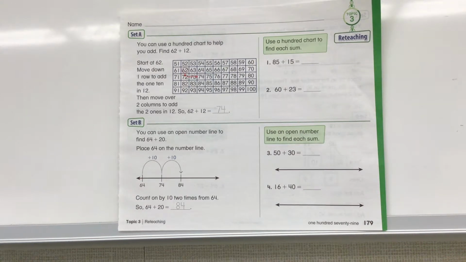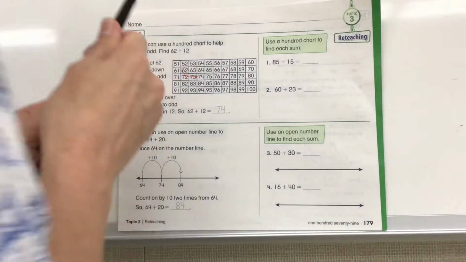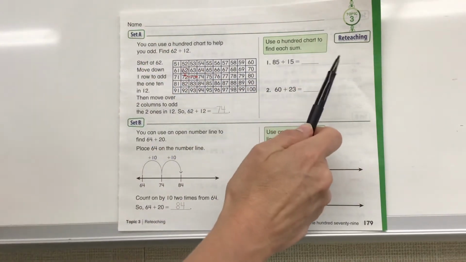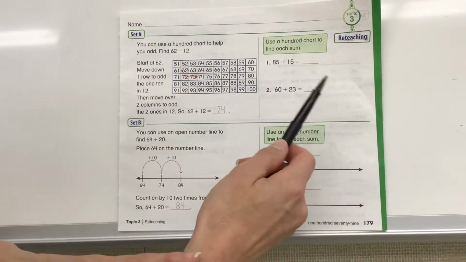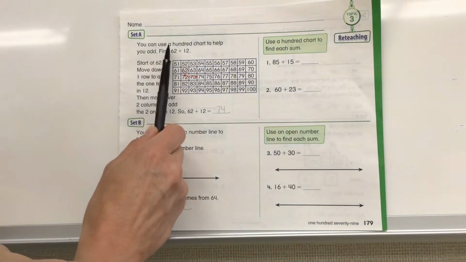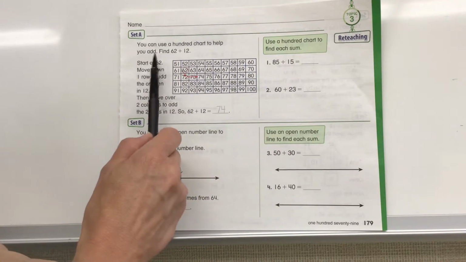Right, this is our second grade math, topic 3, reteaching. So again, we're just looking at different strategies that we can use as we get ready to take our final assessment. Okay, you can use a 100 chart to help you add.